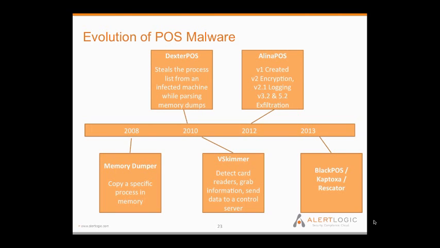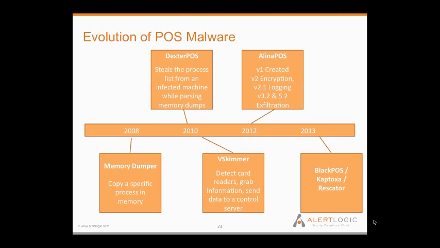It steals the process list from an infected machine while parsing memory dumps. And Dexter is actually where Black POS started to originate from. And vSkimmer came out not too long after that. That also detects card readers, grabs information, and sends data to the control server. All very similar tasks. They're all pulling from memory, and that's one reason they're able to get the unencrypted card data.